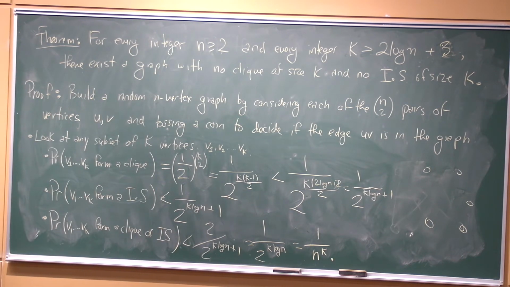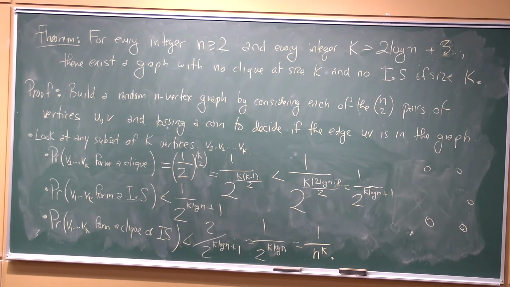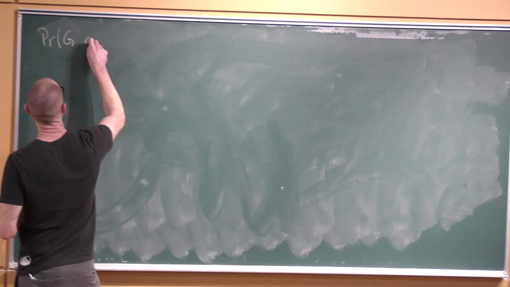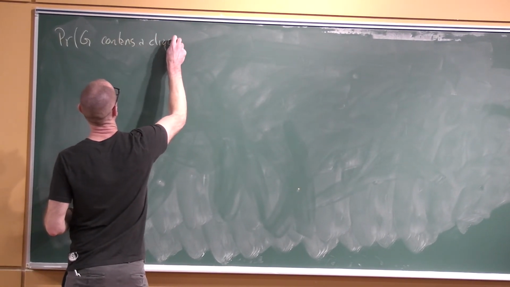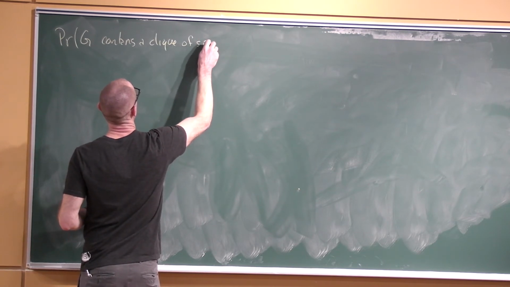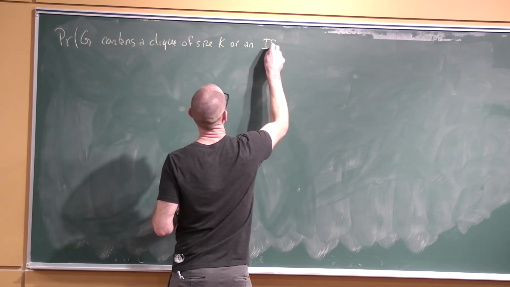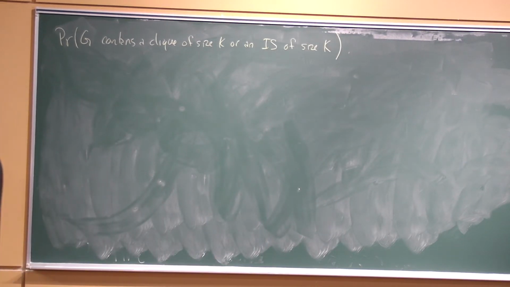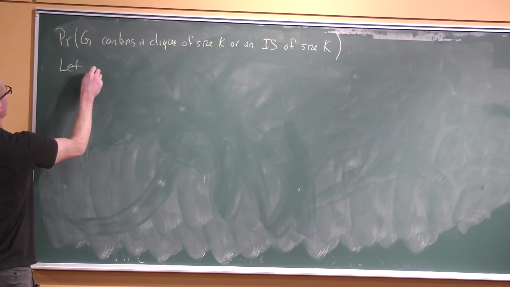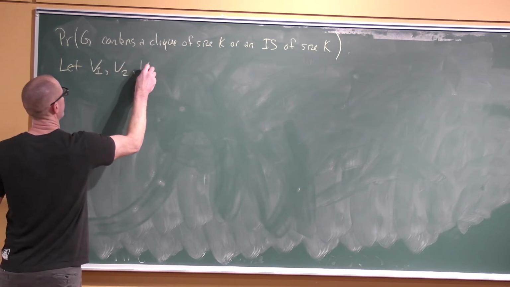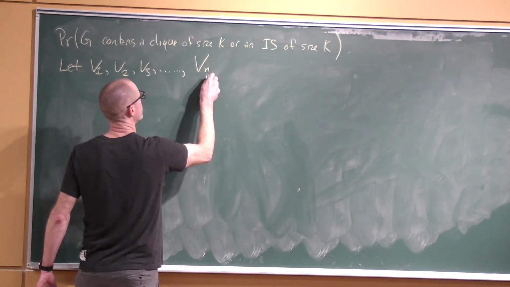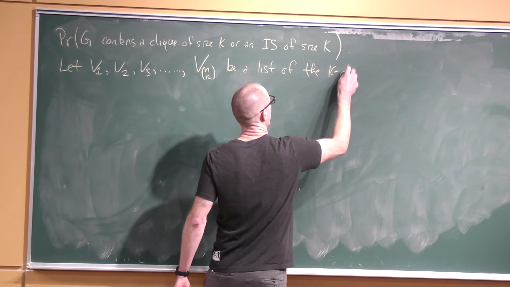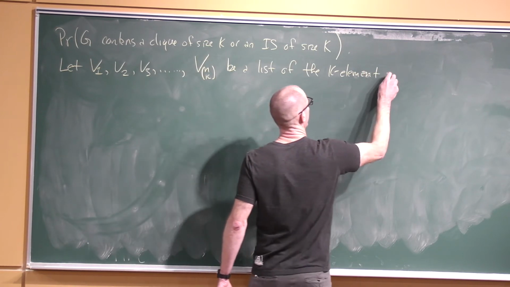All right? So now I'm interested in the probability that this random graph G contains a clique of size k or an independent set of size k. Okay. So let V1, V2, V3, all the way up to V n choose k be a list of the k element vertex sets.